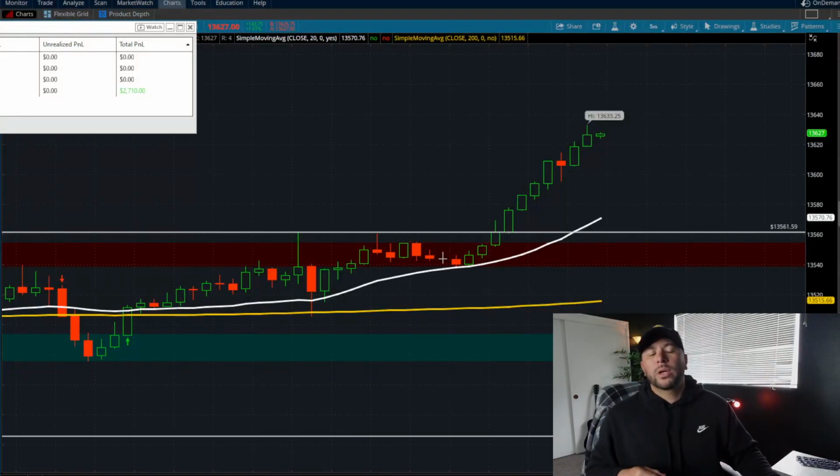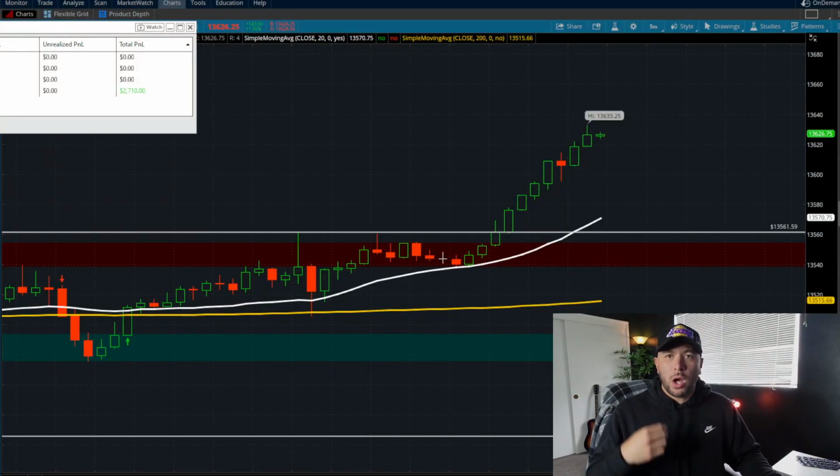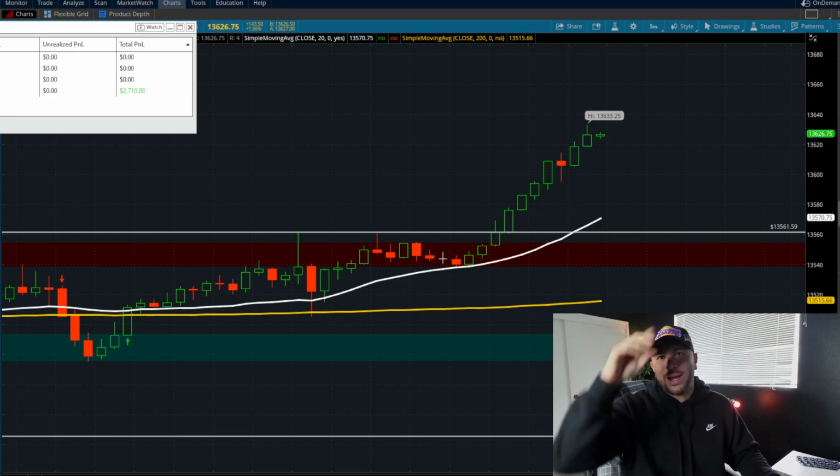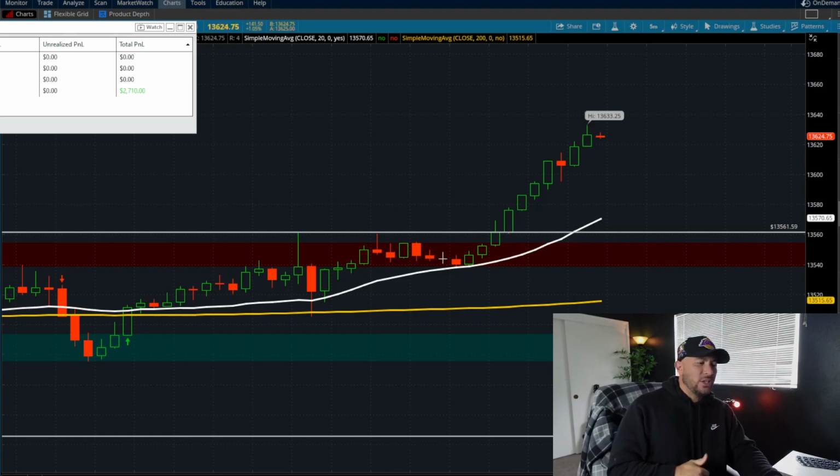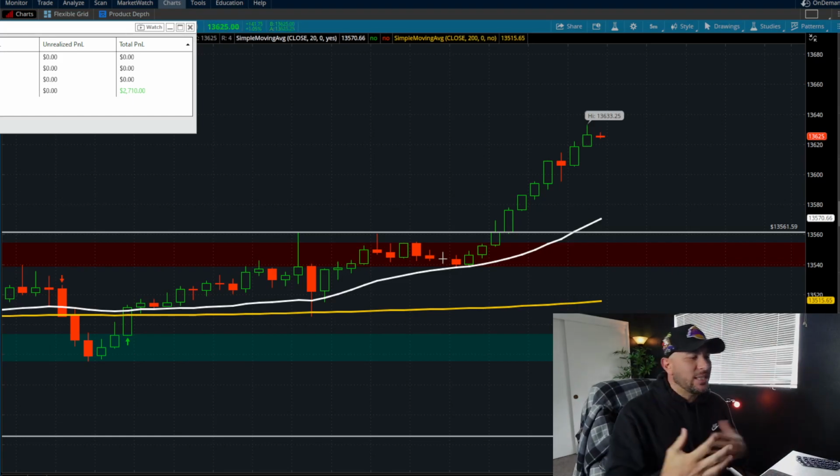What's going on, everyone? We're going to do a trade recap review on a trade that I took today, trading the E-mini NASDAQ 100. So ticker symbol is going to be NQ. What we are looking at here is the 5-minute time frame. My chart has a couple of different supply and demand zones on it.